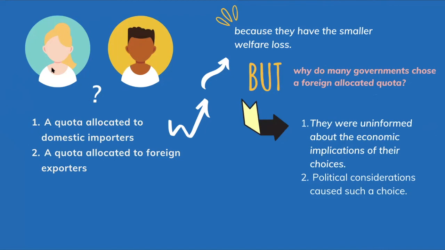So next, suppose we are the government official administering the quota policy. Which of these two alternatives will we choose? Is it the first one, where the quota is allocated to domestic importers, or we allocate it to foreign exporters? Of course, we will choose the first one, allocating to the domestic importers, because they have a smaller welfare loss. But when the quota is in active use, many governments choose a foreign allocated quota. So why is that? There are two possibilities. The first is they were uninformed about the economic implications of their choices, or the second possibility is that political considerations cause this choice.